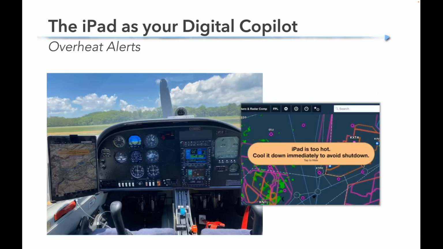I mentioned before the iPad will shut down when it gets too hot. ForeFlight actually can monitor the temperature of the iPad and give you a preemptive warning before you even get to that point. So kind of an advanced warning that, hey, your iPad is getting hot based on the current location, do something immediately. Now in this case here, if you look at the picture, there's a cable plugged in, we're in the sun. The obvious answer there is to get it out of the sun.